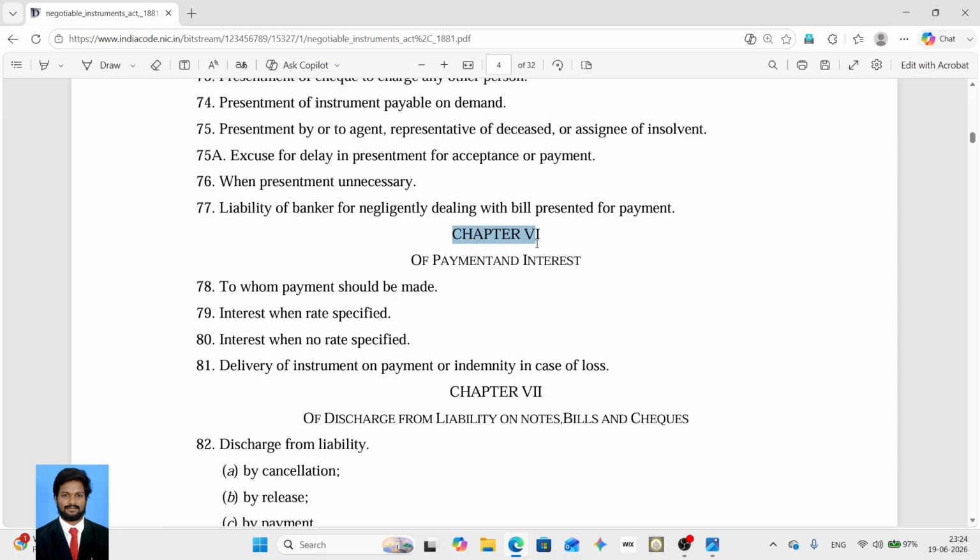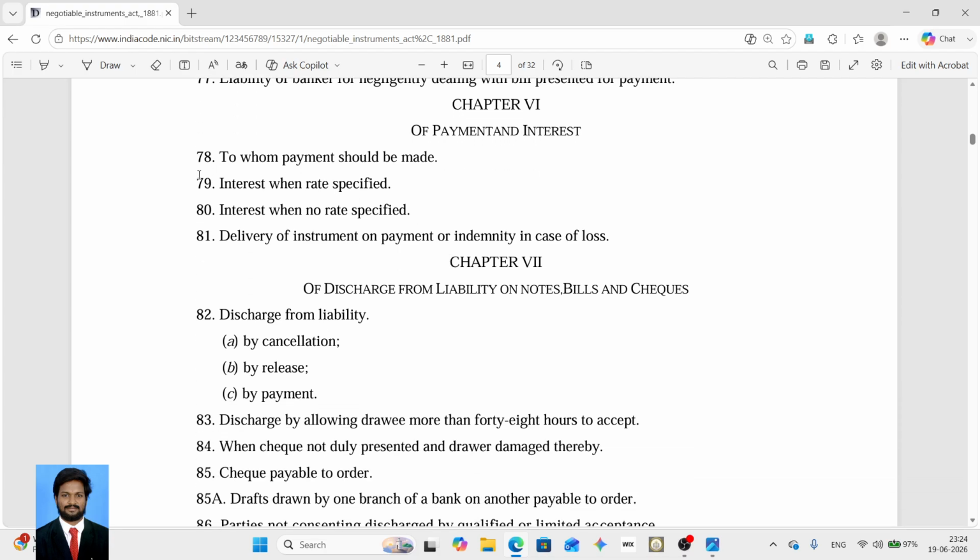Then chapter 6 of payment and interest. 78 to whom payment should be made. 79 interest when rate specified. 80 interest when no rate specified. 81 delivery of instrument on payment or indemnity in case of loss.